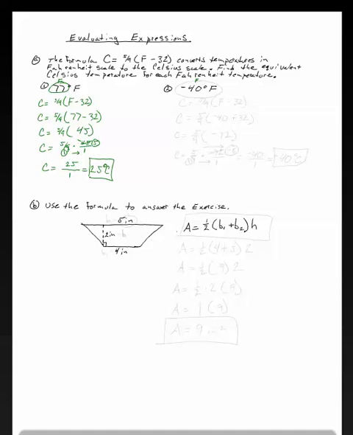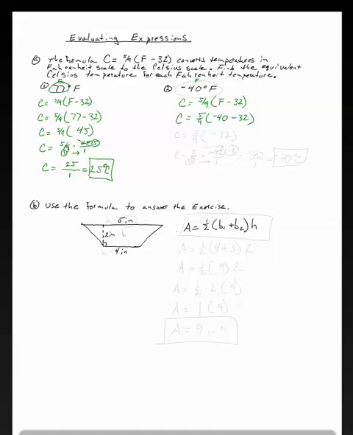In example 2, the Fahrenheit temperature they give us is negative 40. So we're going to start off the exact same way, write down the formula, C equals 5/9 times F minus 32. And then we're going to plug in that Fahrenheit value that they've given us, so 5 over 9 times negative 40 minus 32.